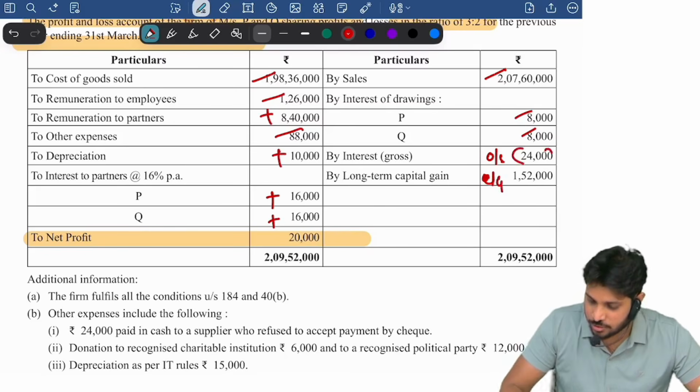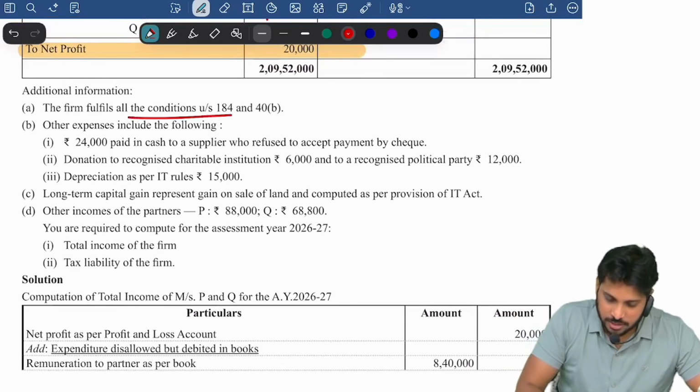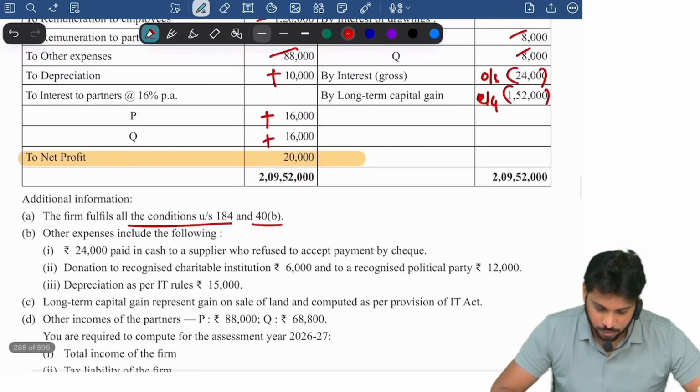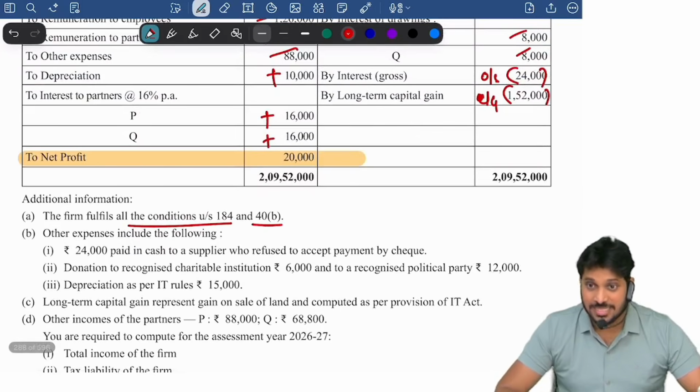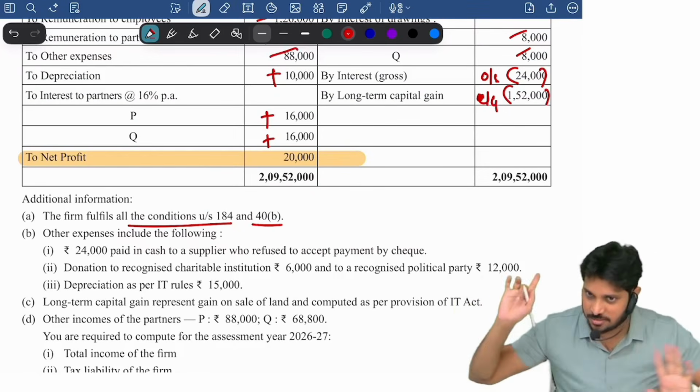I have to reduce it while calculating PGBP income. Am I right? Next. The firm fulfills all the conditions under 184(5)(b), so no problem. Conditions they fulfill, which means they can claim deduction for interest, they can claim deduction for remuneration, but within the eligible limits. That's what it means.